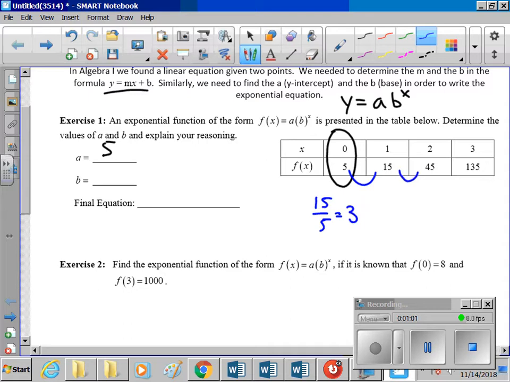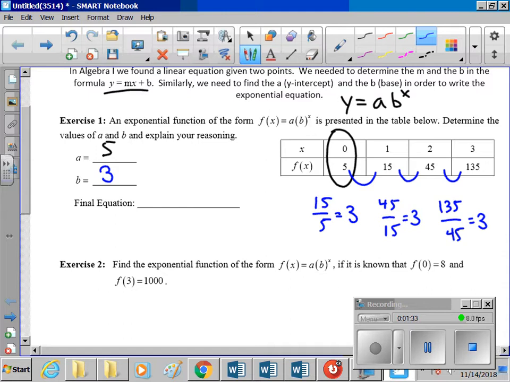From 15 to 45, we got 45 over 15. That ratio is also going to be 3. Here, we got 135 over 45, and that ratio is also going to be 3. So you can be pretty confident that every time our x increases, we're increasing by a multiple of 3. Because our ratio is 3 every time, our b is going to be 3. So you find the ratio between your terms, and that's going to be what your b is.